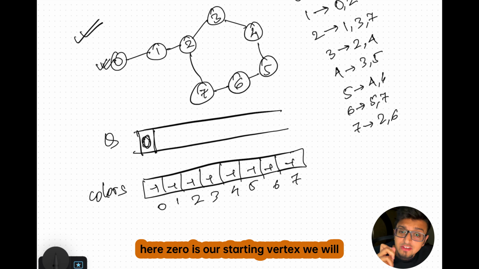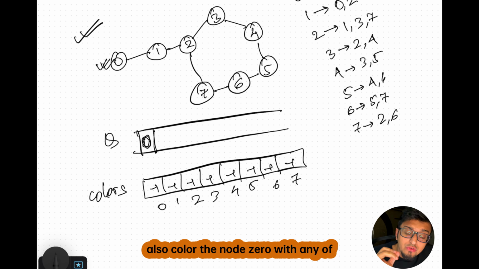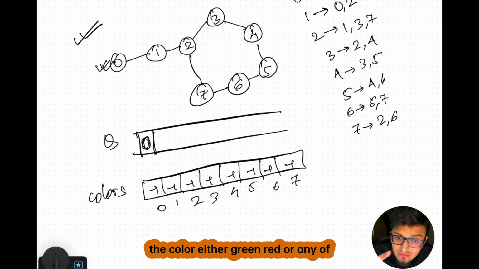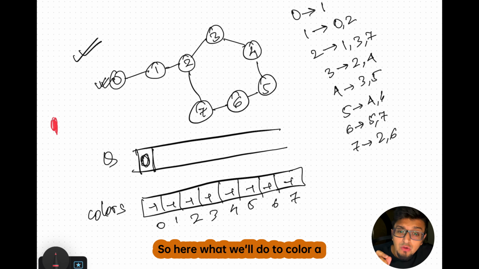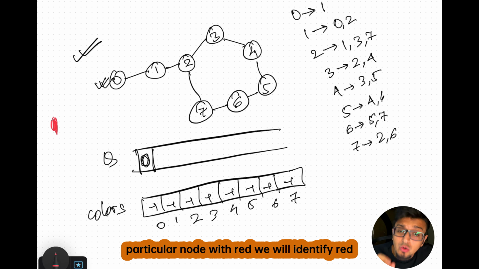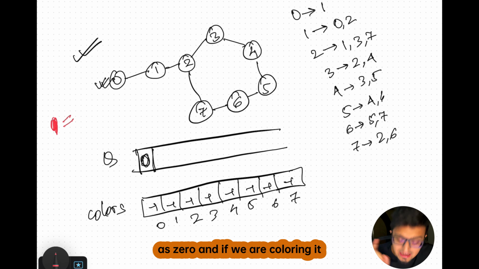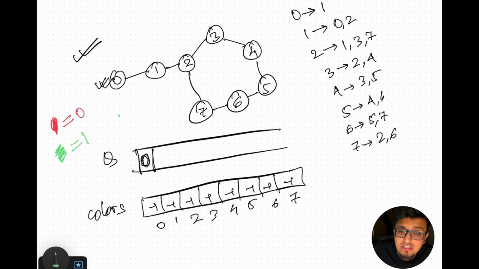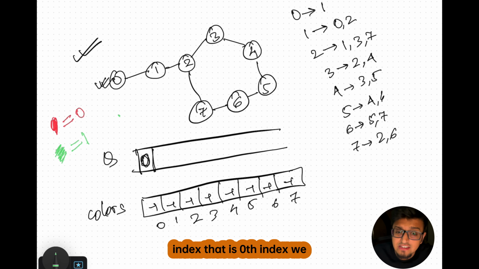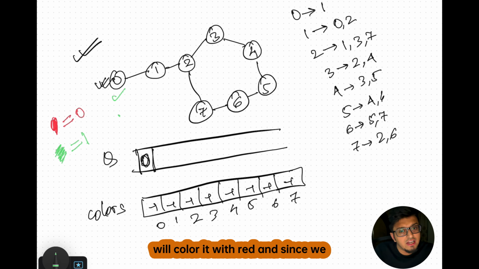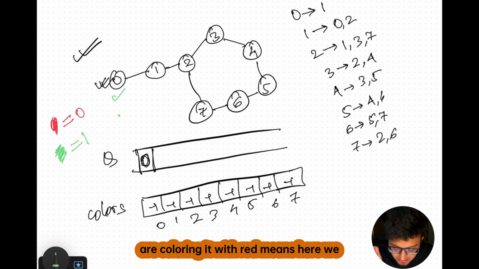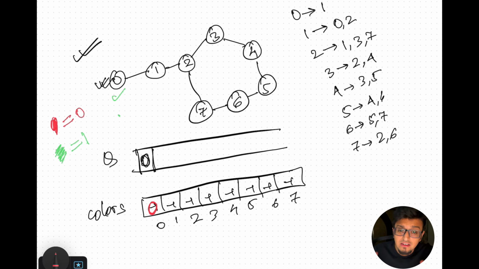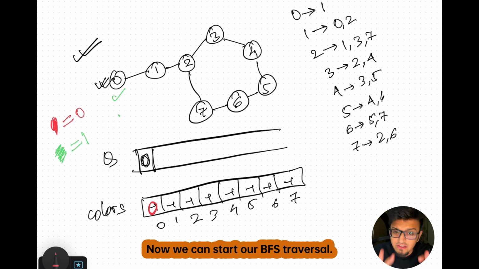And since 0 is our starting vertex, we will also color node 0 with any color, either green, red, or any color you want. To color a particular node with red, we will identify red as 0, and if we are coloring it with green, we will mark it as 1. Since we are starting with the 0th index, we will color it with red, and since we are coloring it with red, we put 0 here. Clear? Now we can start our BFS traversal.